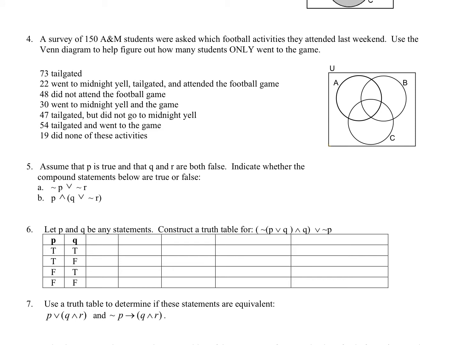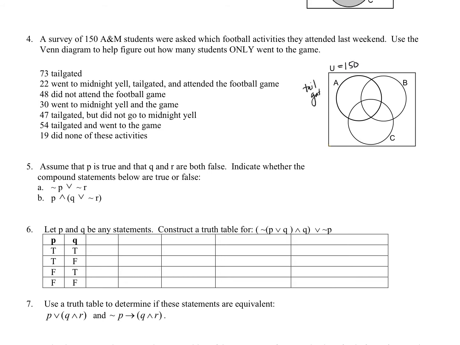All right, so number 4. A survey of 150 A&M students were asked which football activities they attended last weekend. Use the Venn diagram to help figure out how many students only went to the game. Okay, so we have 3 circles, so clearly we're going to have 3 activities. The universal set, it tells us is 150 students because the survey was taken of 150 students. So let's say A, the first thing I see is tailgated.